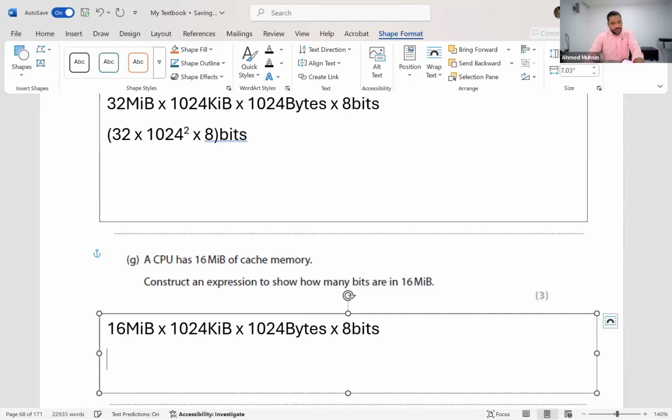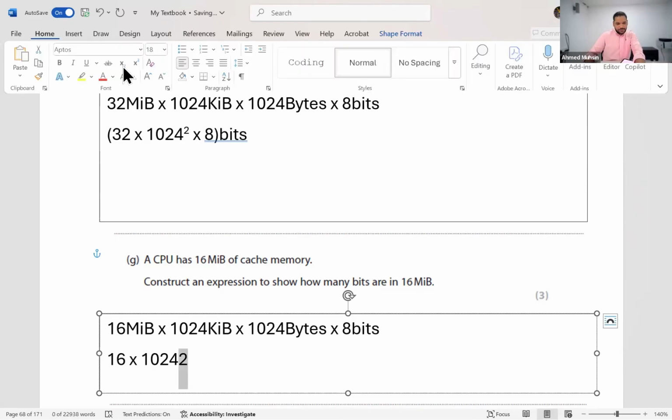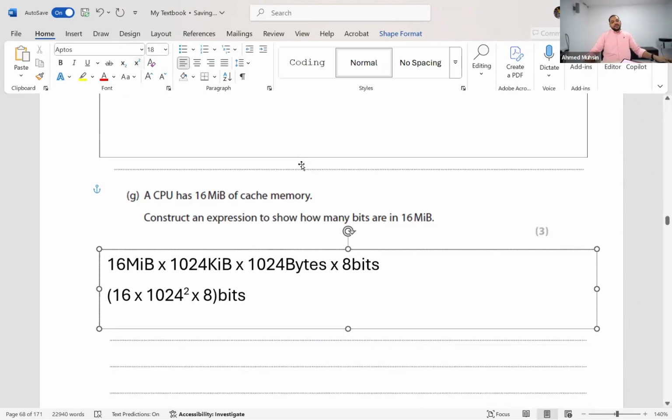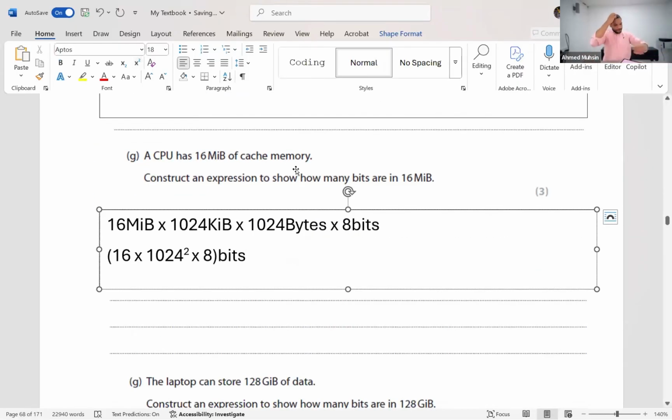So Abdullah, what were you telling me? What if we write it like this? Abdullah, 16 times 1024 squared, right? Just keep it like that here. And then write times 8. And if you want, put the unit at the very end. What will the unit be? Bits. Okay.